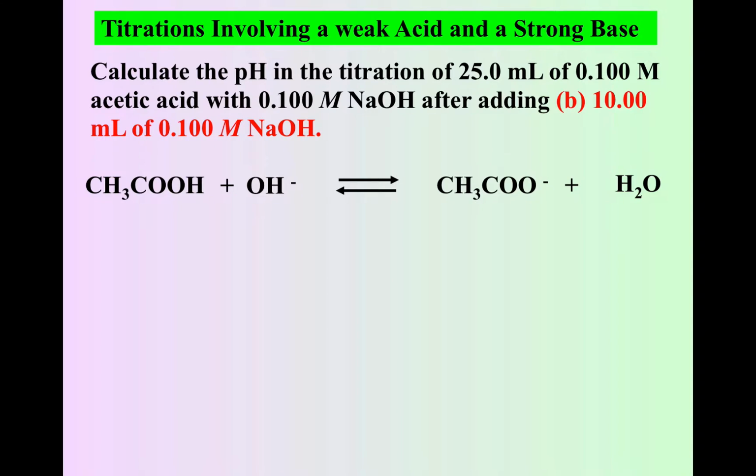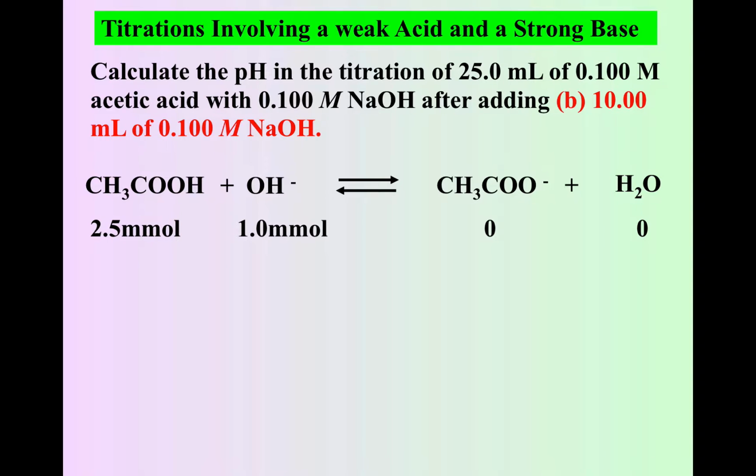All right, part B. I'm going to add 10 milliliters of the sodium hydroxide to the 25 milliliters of acetic acid, and I'm going to get a neutralization reaction. So what I need to know is what's in excess here. How many millimoles of the acetic acid do I have? How many millimoles of the sodium hydroxide? So if I have 10 milliliters of 0.1 molar sodium hydroxide, I've got 1 millimole of hydroxide, and 25 milliliters of 0.1 molar acetic acid is 2.5 millimoles of acetic acid.